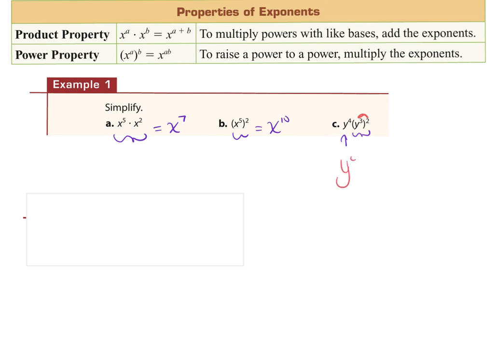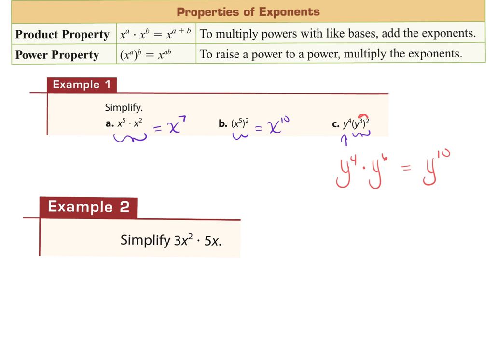So that is going to be y to the fourth times y to the sixth, multiplying that 3 and 2. And then now I can do my addition of my exponents. Those being multiplied, I would add the 4 and the 6 and get a 10. So when we start combining these, then you have to start simplifying them in an orderly fashion, right? Look at the next example.